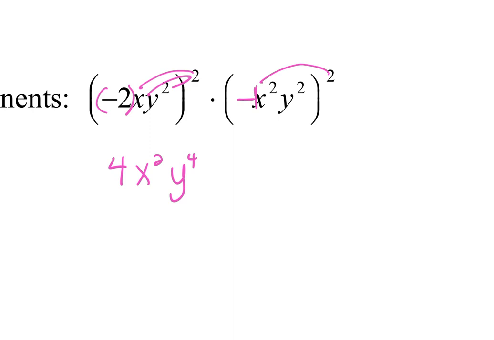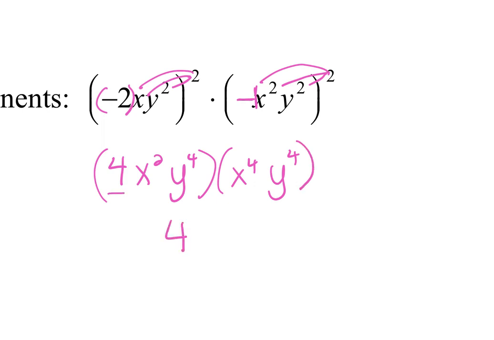Negative 1 squared would make that just 1, so the negative is eliminating. But x squared squared would be x to the 4th. Y squared squared would be y to the 4th. Then I've got a positive 4, x to the 2nd, and x to the 4th, which multiplies to give you x to the 6th because we add the exponents, and y to the 4th and y to the 4th, y to the 8th because, again, you're adding the exponents.